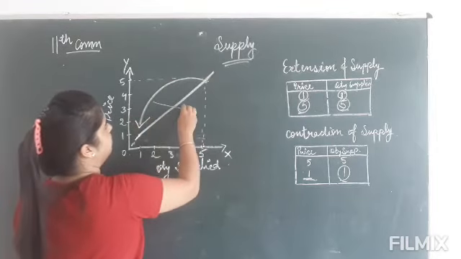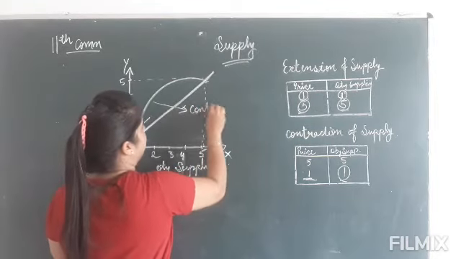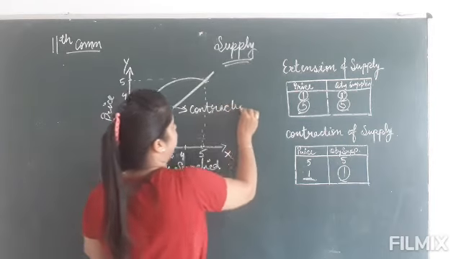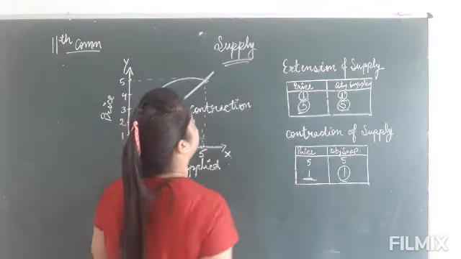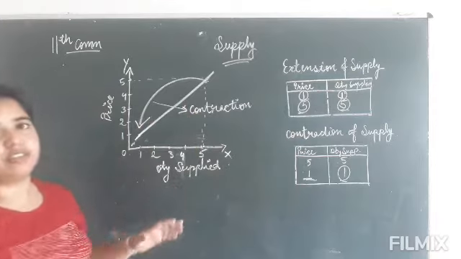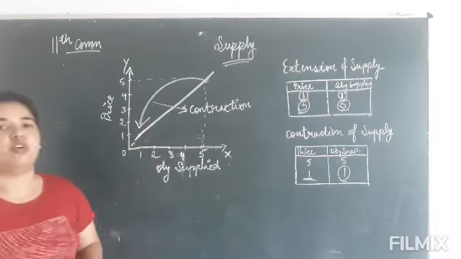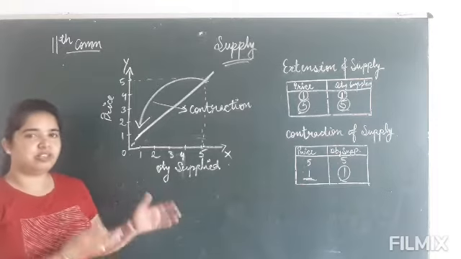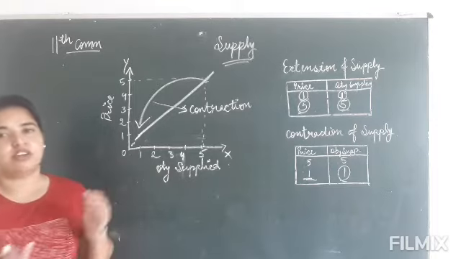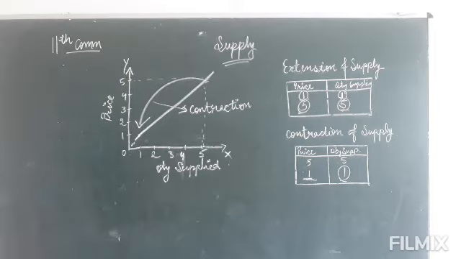So this would be known as contraction of supply, means change in supply because of the own price of the commodity. This is how you have to draw both curves, extension of supply and the contraction of supply.